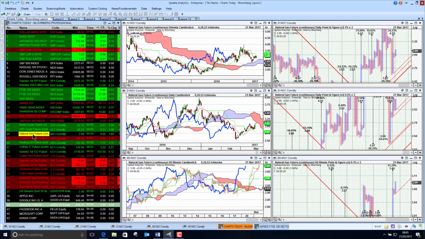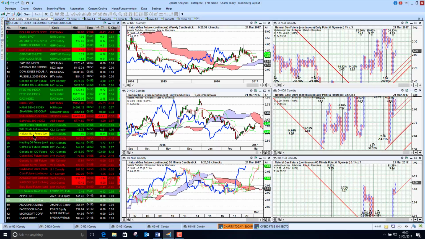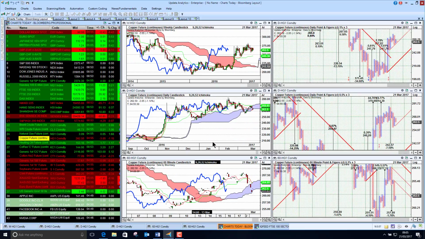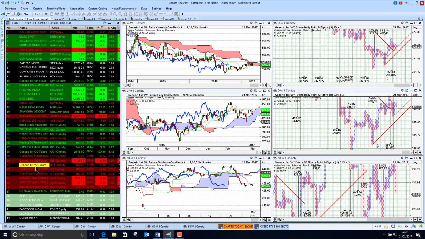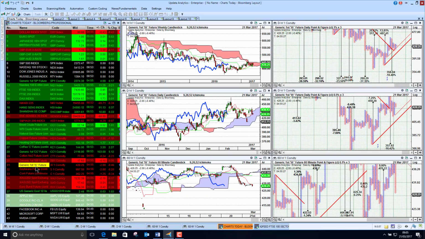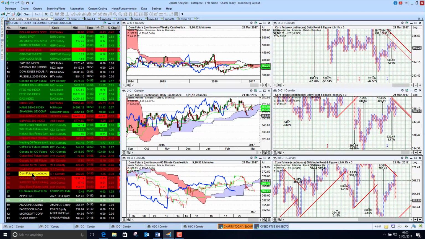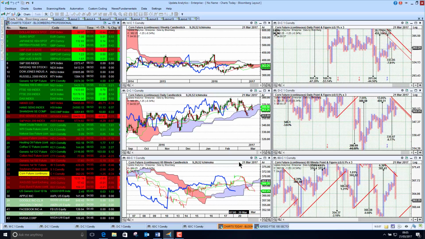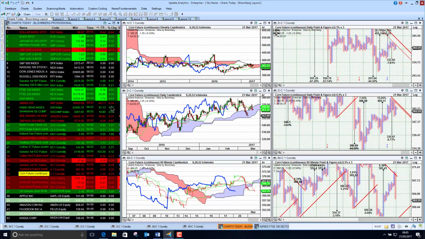And we look at nat gas recovering quite strongly, back above $3 at 3.09. Copper holding its bullishness as well. Softs generally have been looking pretty weak. We see here wheat below the cloud, corn just going a bit bearish short term. The long term charts are really not up to much.